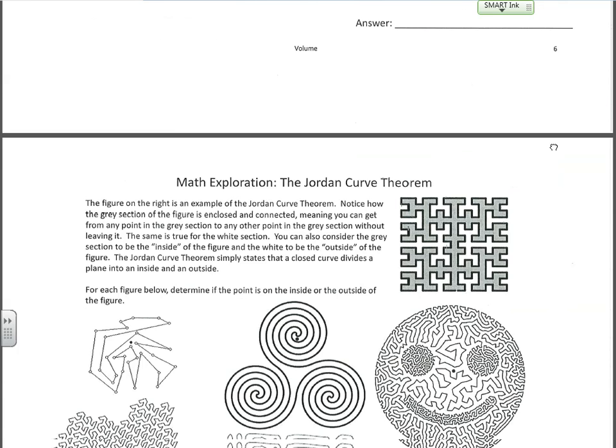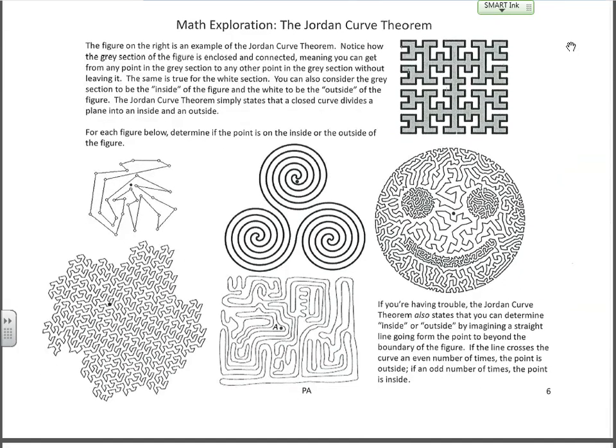Next question, next page. Math exploration, the Jordan curve theorem. The figure on the right is an example of the Jordan curve theorem. Notice how the gray section of the figure is enclosed and connected. If you want to think about this as being inside the figure and outside the figure, anywhere in this shaded gray section here, if I'm walking through here, I'm not getting out, right? There are walls all around me. No way out. I'm kind of inside the figure. I'm enclosed. I'm not getting out.